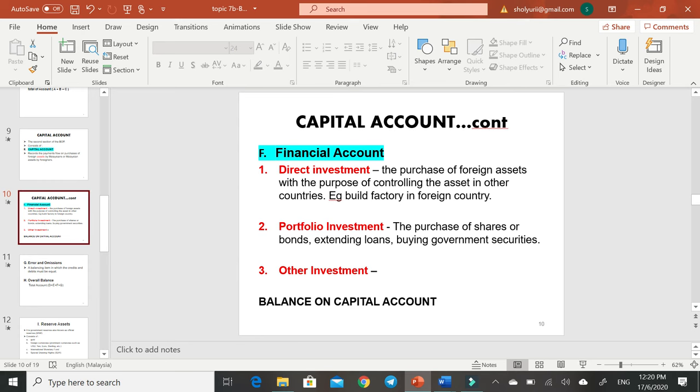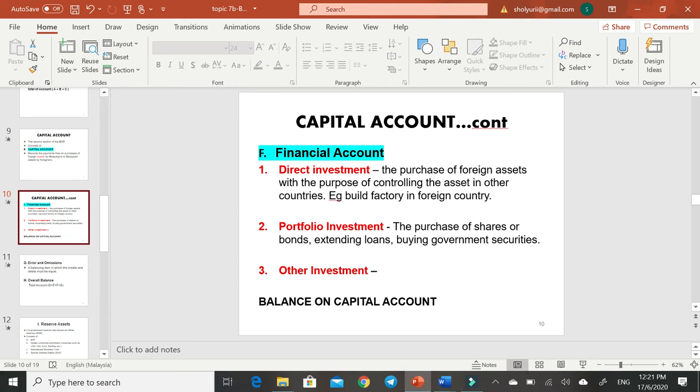So sekarang ni kita tak pergi ke negara luar untuk membina kilang, tapi kita beli saham syarikat yang kita tuju. For example, kalau foreigner tengok, dalam Malaysia ni Petronas is very strong. So dia nak beli saham Petronas. Dia orang Indonesia, for example. So bila dia buy shares from our company inside the country, the money is going inside our country, so it will be recorded as positive.